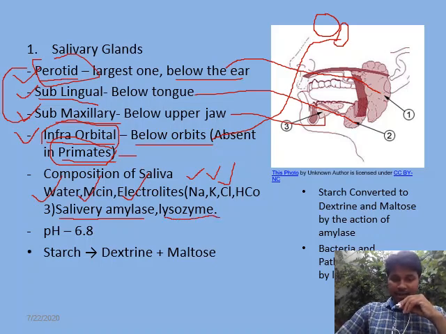This salivary amylase is also called ptyalin. Okay, ptyalin. And it is also called alpha amylase. Salivary amylase, alpha amylase, and ptyalin are all the same. So the action of salivary amylase is it converts the carbohydrate or starch into dextrin and maltose.